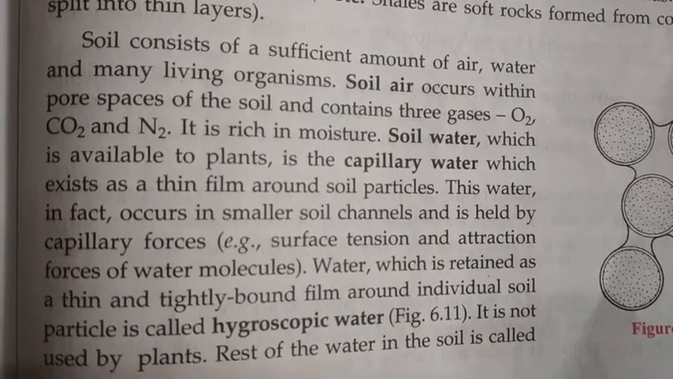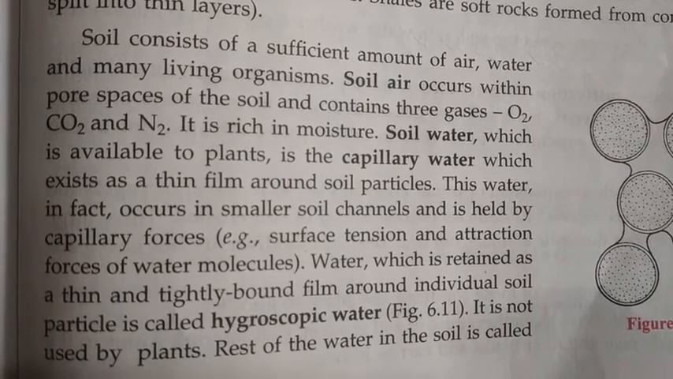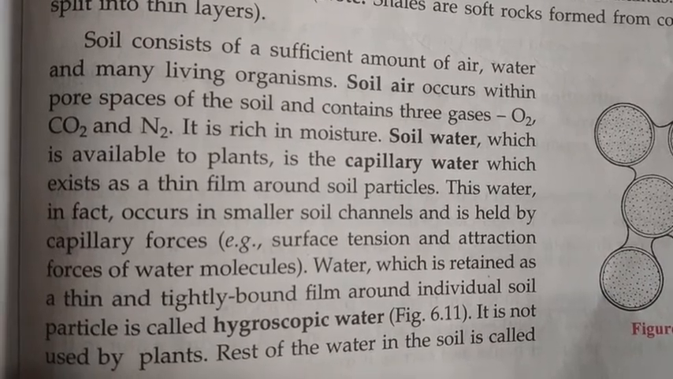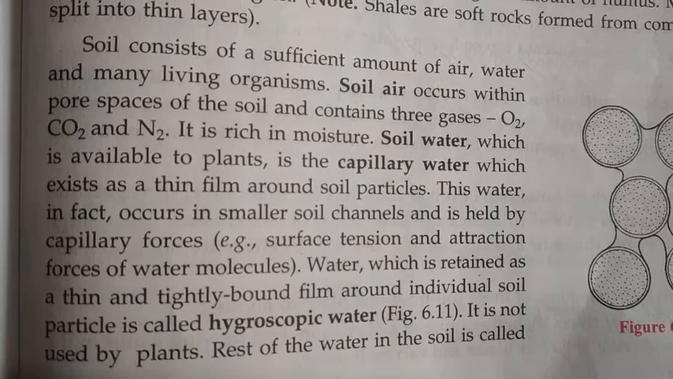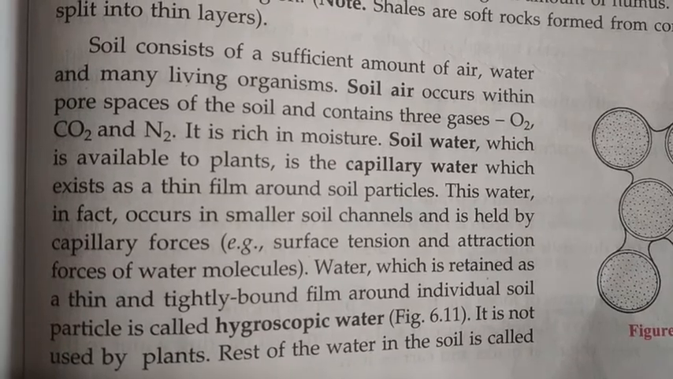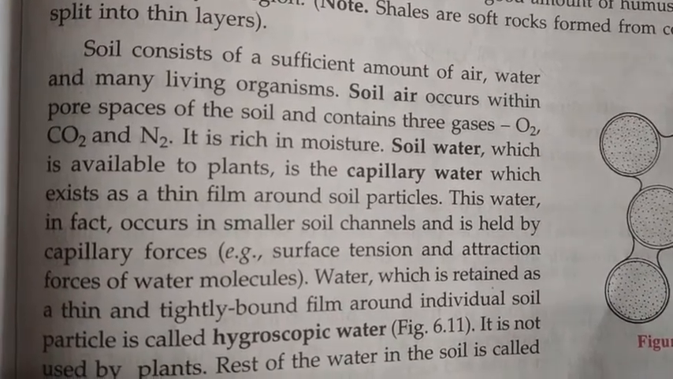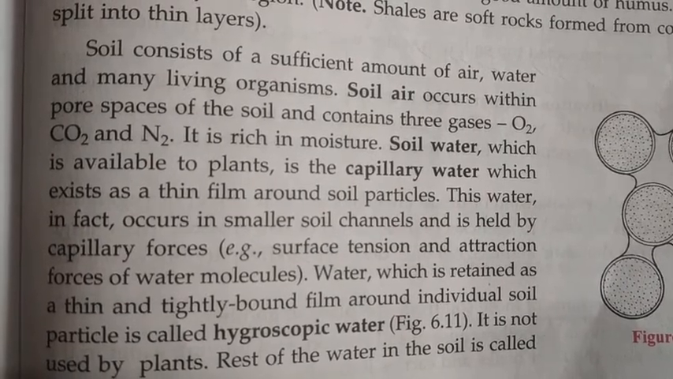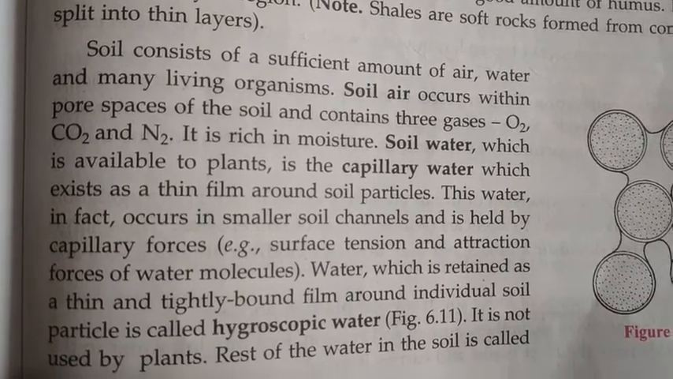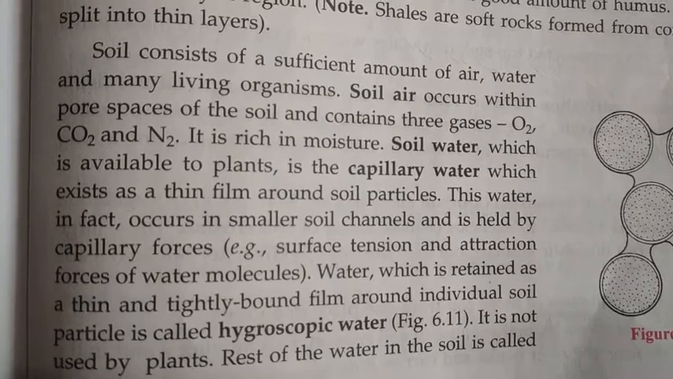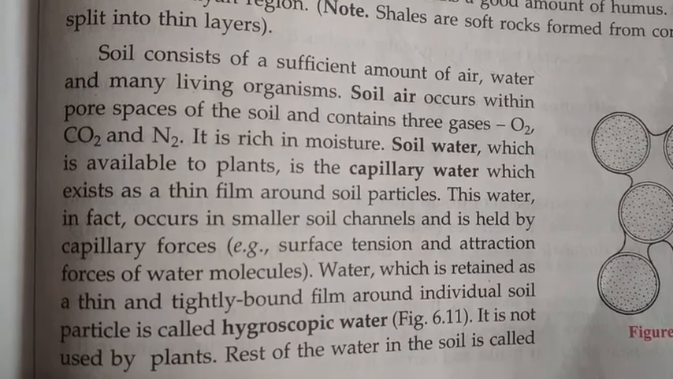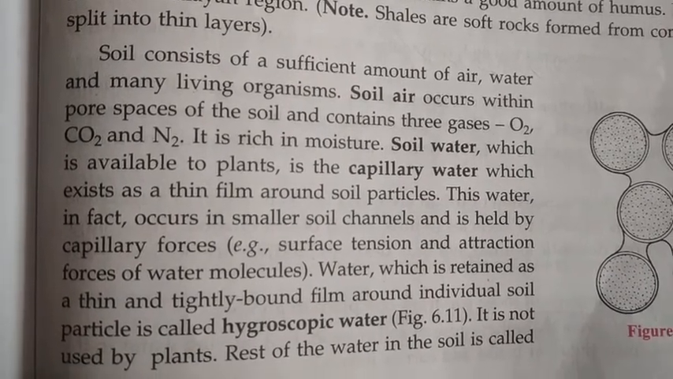The soil water which is available to plants is called the capillary water, which exists as a thin layer around the soil particles. So the water which is present around the soil particles is called the capillary water. This water occurs in smaller soil channels and is held by capillary forces.